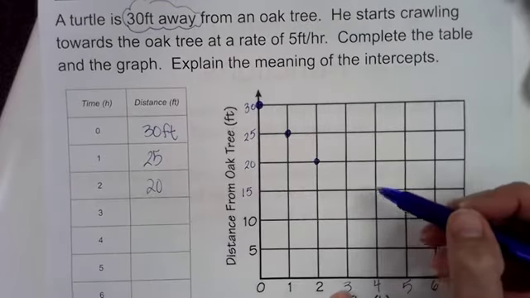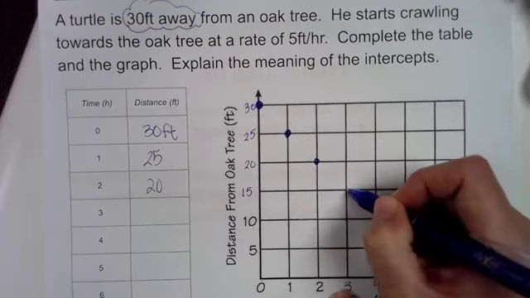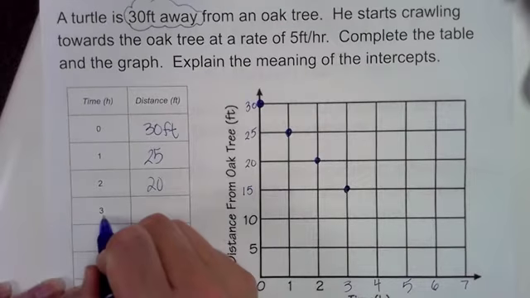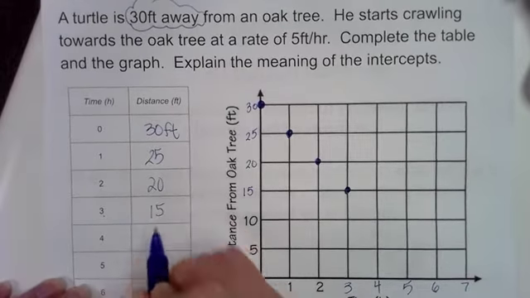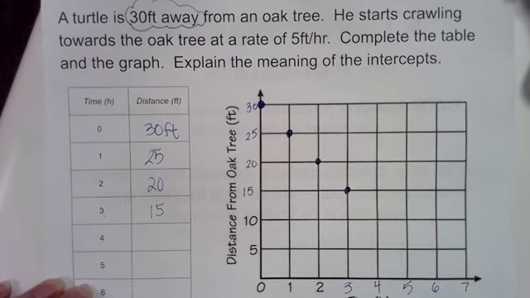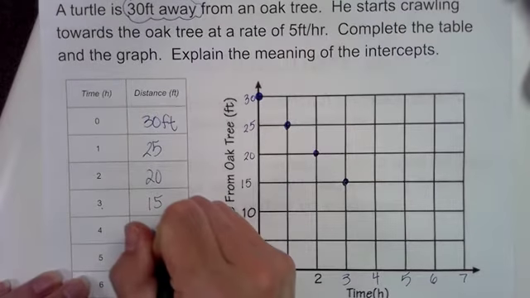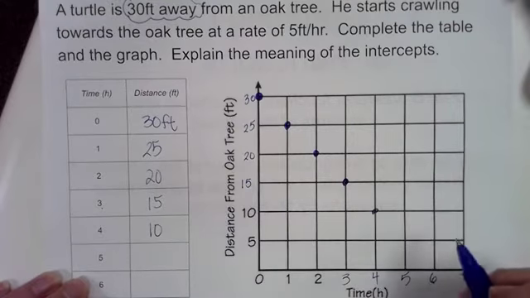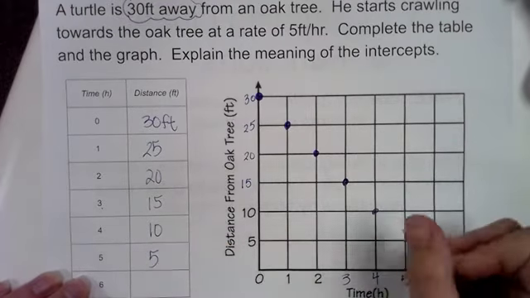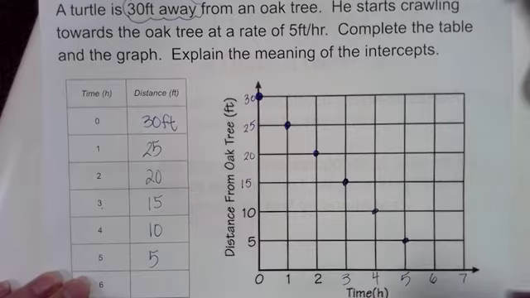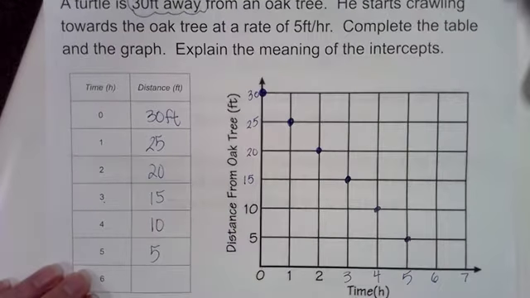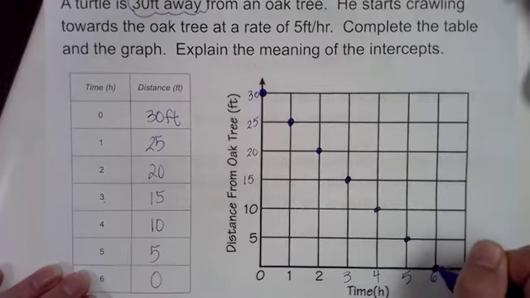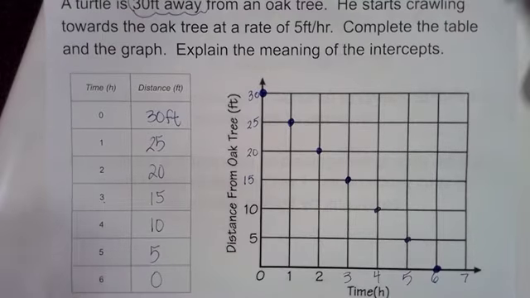For every hour of time, he's getting 5 feet closer. So another hour passes. He's another 5 feet closer. And another hour passes, and he's 5 feet closer. And yet another hour passes, and he's another 5 feet closer. Until the 6th hour, he arrived at the oak tree where his goodies were waiting for him.